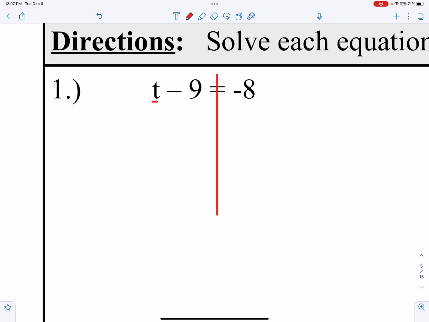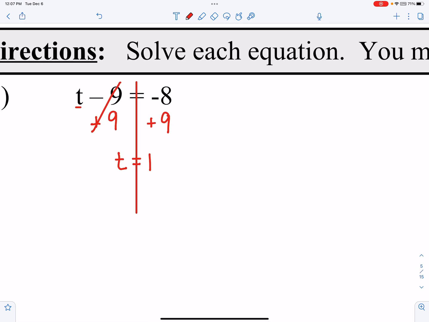So I see a negative 9, so I'm going to add 9 to both sides. Notice I do it right underneath. That creates a 0 pair, and so I'm left with t equals 9, positive 9 and negative 8 is a 1. Now we want to check it every time.